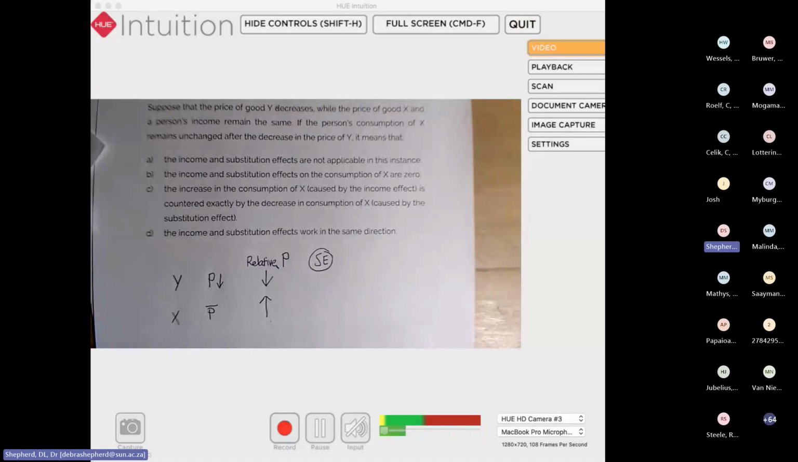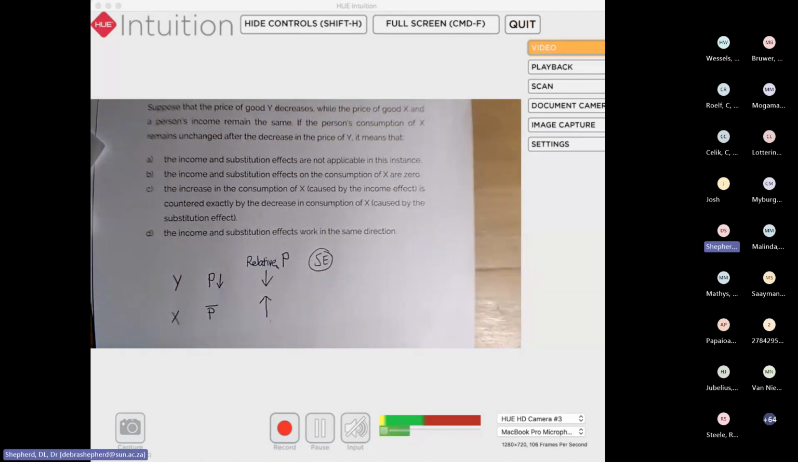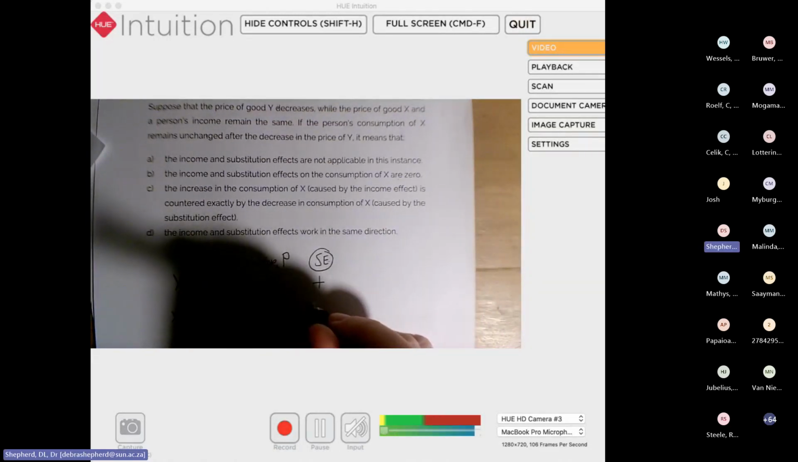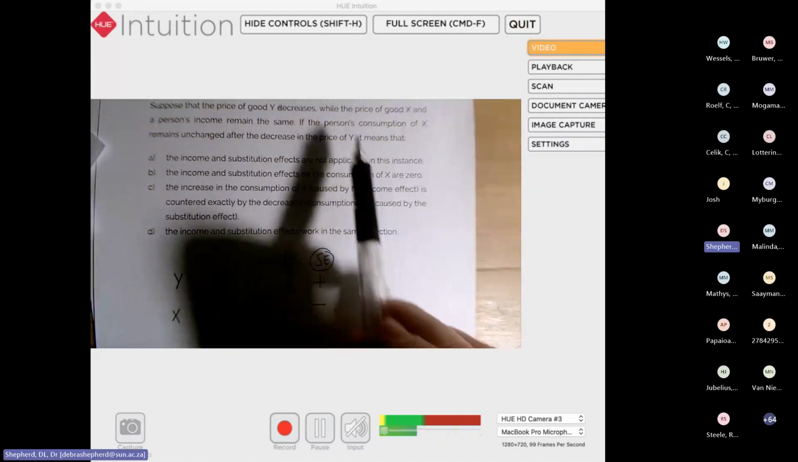How are my substitution effects going to look then? If Y is now relatively cheaper and X is relatively more expensive, is my substitution effect for Y going to be positive or negative? And is my substitution effect for X going to be positive or negative? So my substitution effect for Y is going to be positive, and the substitution effect for X is going to be negative. Great. Okay, now let's go back to the information.